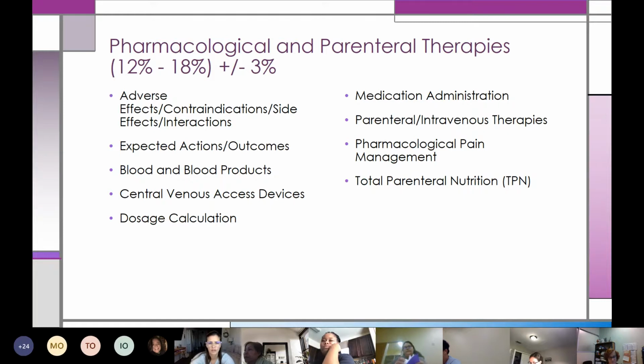For instance, if you give a beta blocker, then your expected outcome is that you're going to have a slower heart rate, right? A slower pulse. So you know what you want to be doing with that patient.